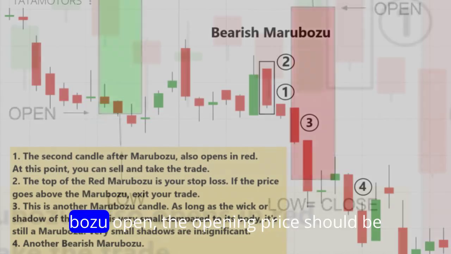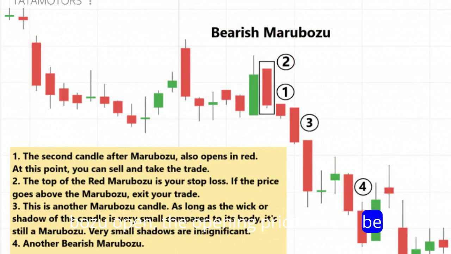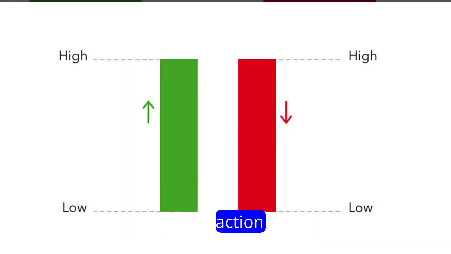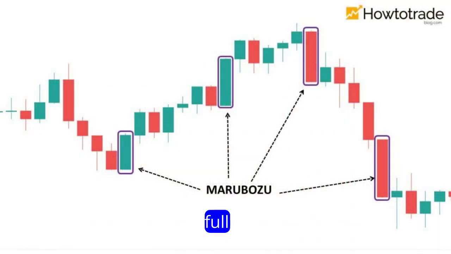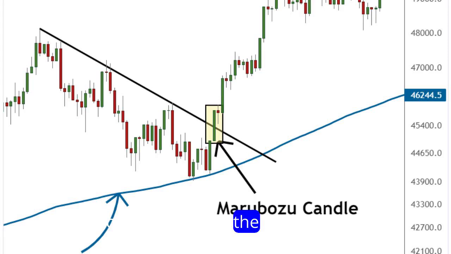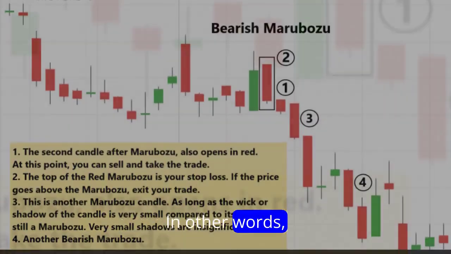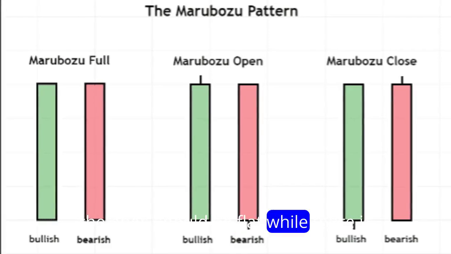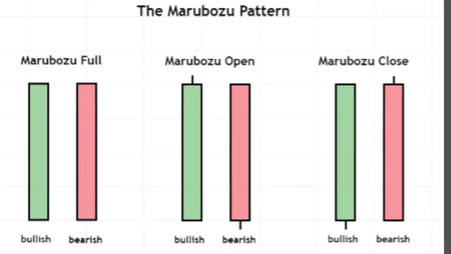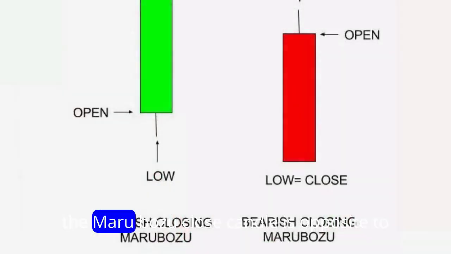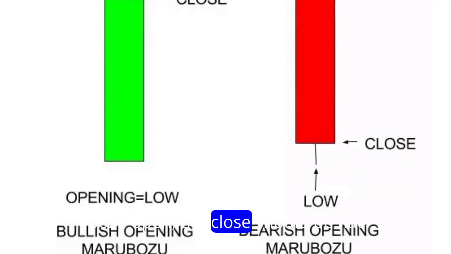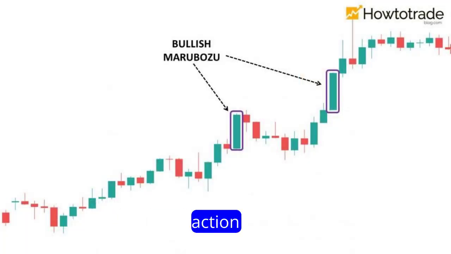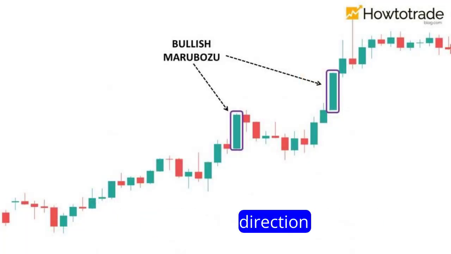As for the Marubozu open, the opening price should be flat. That is, the price action should move only in one direction. But unlike the Marubozu full candle, the closing price on the other side can slightly differ from the high or low. In other words, the open should be flat, while there is room for a short wick. On the other side, the Marubozu close candle is the opposite of the Marubozu open. The close should be flat, while the price action can slightly move in the other direction before it starts aggressively trading in one direction.